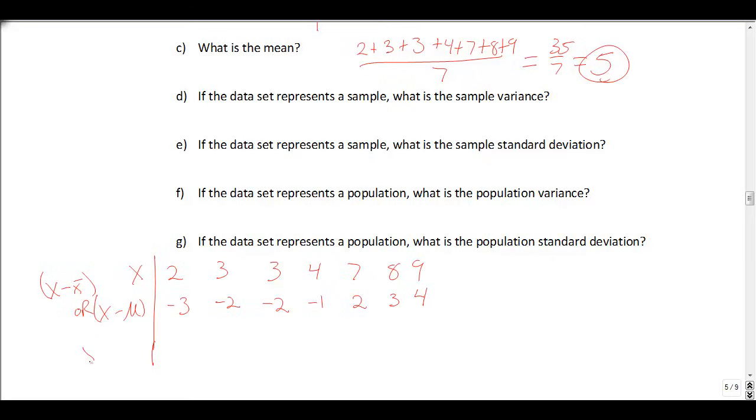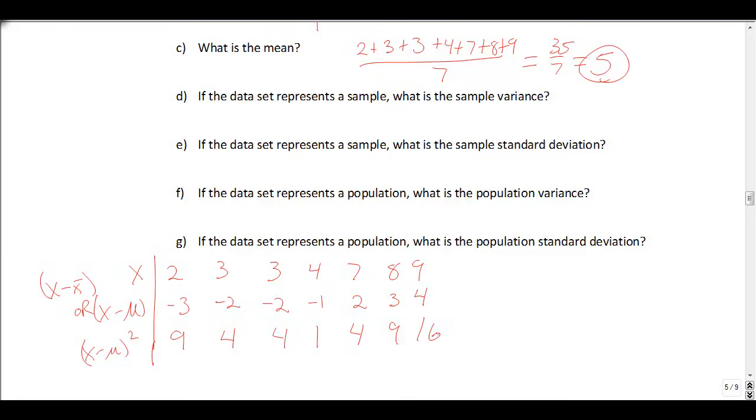And then we need to do x minus mu, and we square. Or x minus x bar squared if it's a sample, which is the case here. So negative 3 squared. The negative really doesn't factor in. It's 3 squared is 9. Then 4, 4, 1, 4, 9, 16.